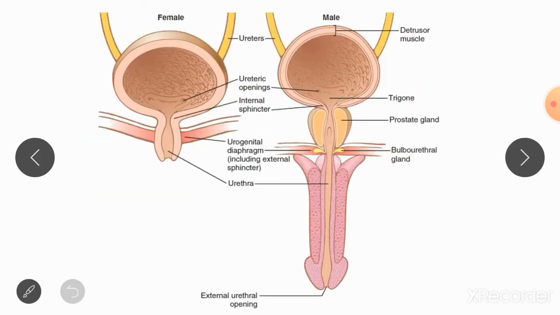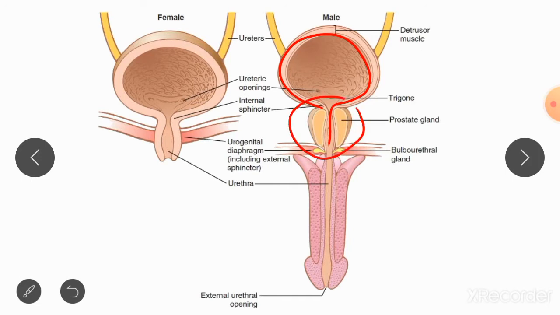So here in this figure you can see the male and female urinary systems, and for comparison you can see that the female bladder empties into a short urethra. This urethra passes through the urogenital diaphragm and opens into the exterior. And here you can see the male urinary system, a urinary tract. The bladder empties into the urethra, which first passes through the prostate gland.